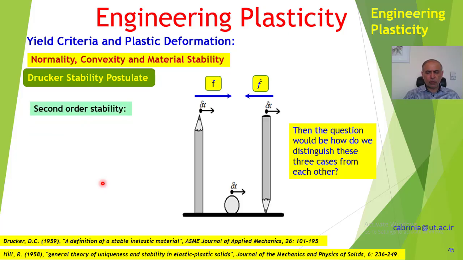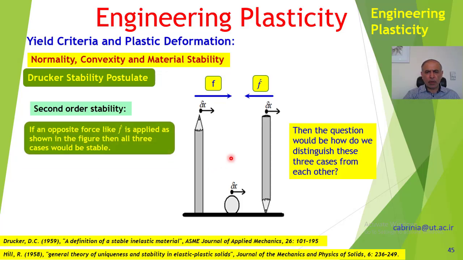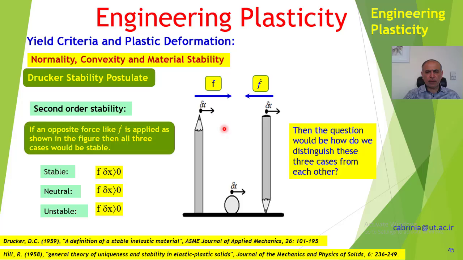Now here we are going to explain the second order stability. If we apply a force opposite to this, like friction or anything else, F prime, then for all of these cases we have positive work, because when this F is applied against this F prime, it is dissipated, and so we have F delta x greater than 0 for this one, for that one, and for that one also.